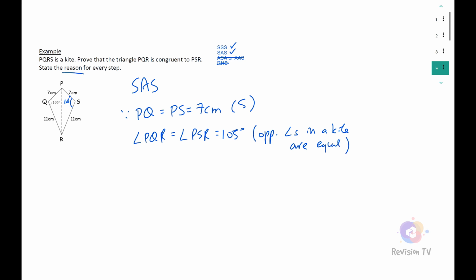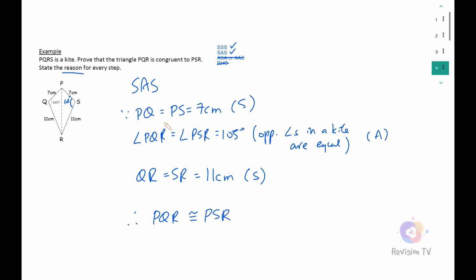So that's your angle. And then last one, you have to say QR equals SR equals 11 centimeters. So SAS. Therefore, PQR is congruent. Now, the mathematical symbol for congruent is equal with a curly line on top. Okay, like a sandwich, like a burger. This is the burger. So curly line and equal to PSR.